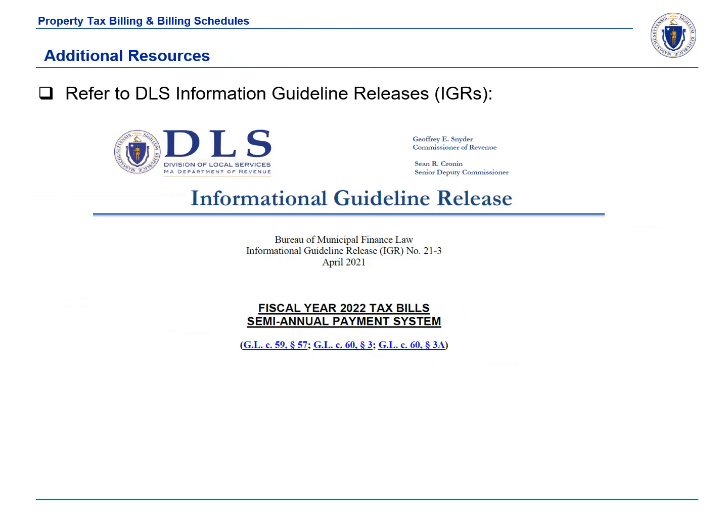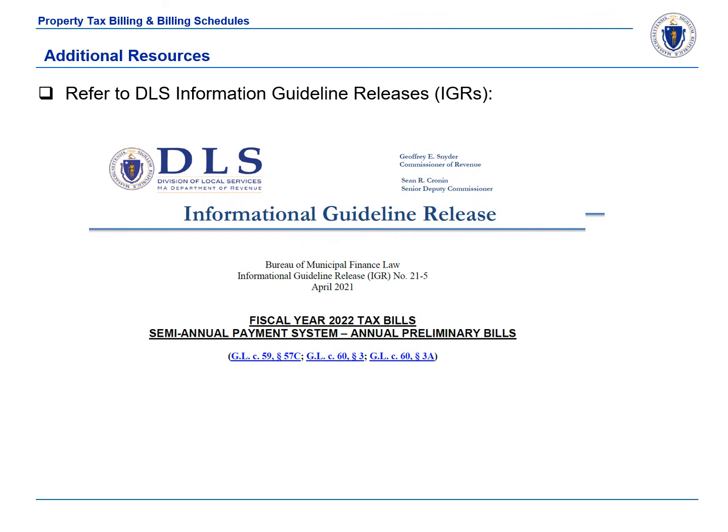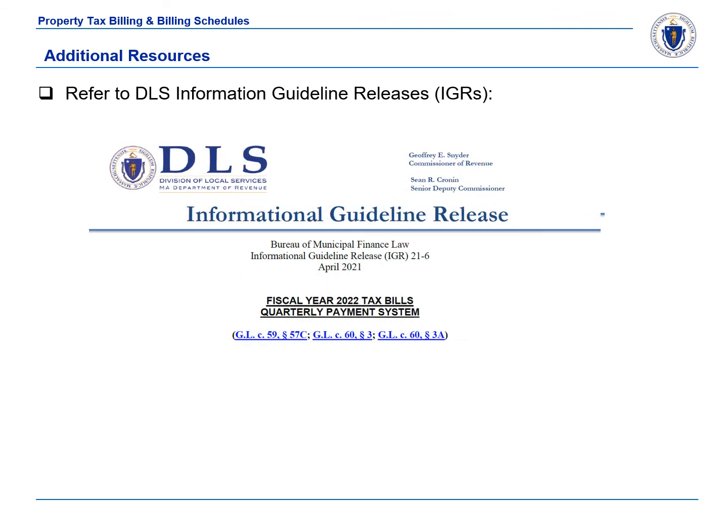For additional material on billing cycles, please review DLS's Information Guideline Releases, or IGRs, regarding semi-annual tax billing, quarterly tax billing, and preliminary billing for both types of billing schedules. These, along with additional resources on this and other topics, can be found on DLS's website at the Municipal Finance Training and Resource Center.